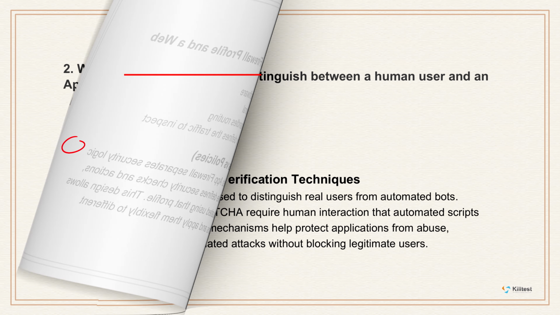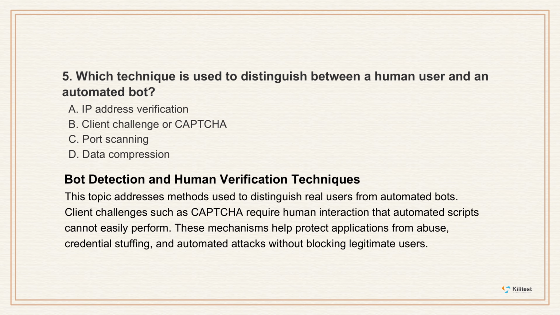I love that. Okay, speaking of security, let's talk about the things attacking us. Bots. Question 5 asks, which technique is used to distinguish between a human user and an automated bot? A very 2025 problem. The options include things like IP address verification, port scanning, and data compression. But the answer is client challenge, or CAPTCHA.